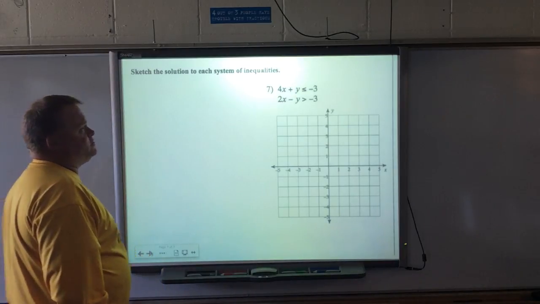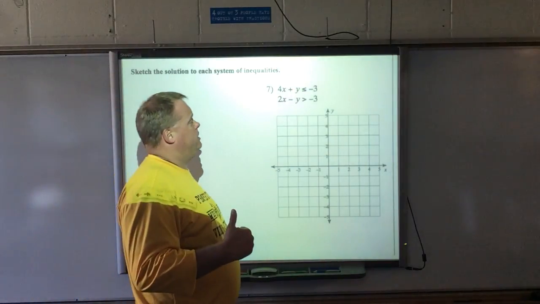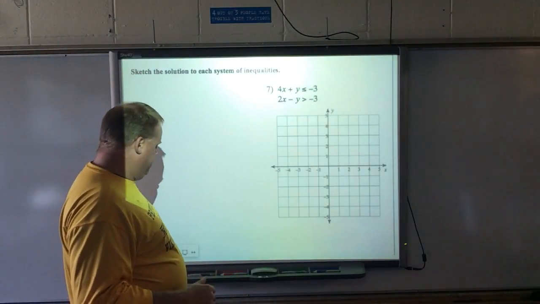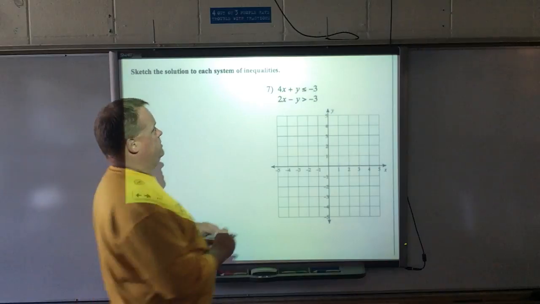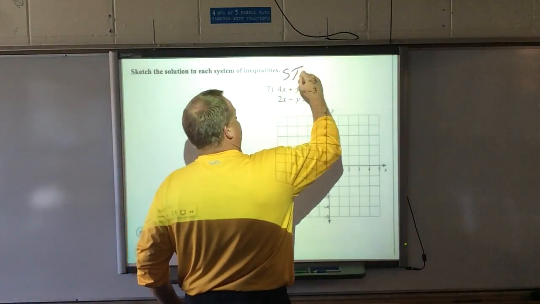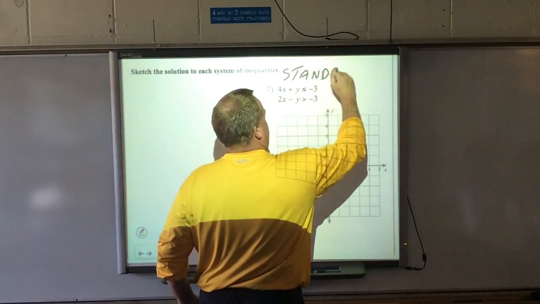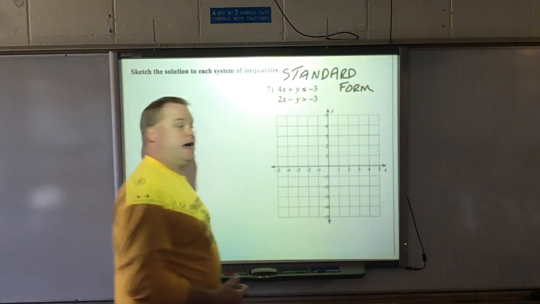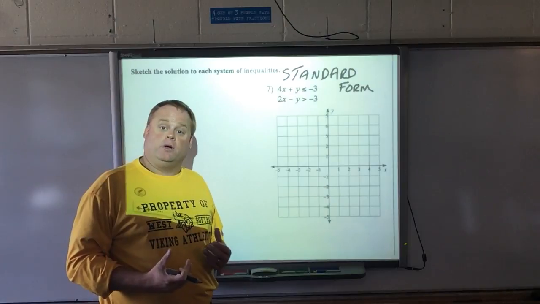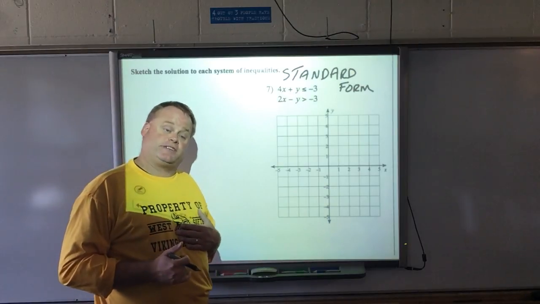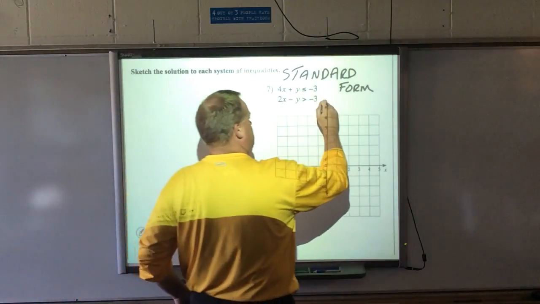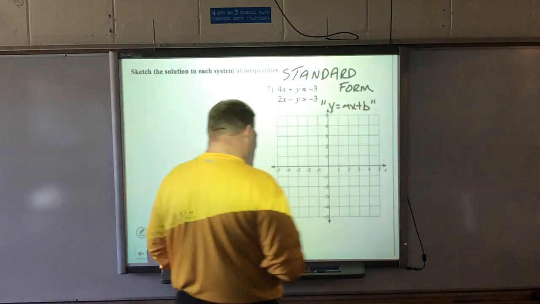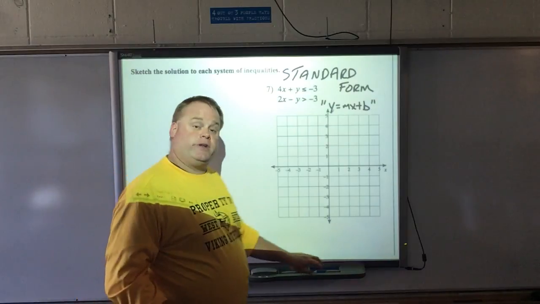I have 4x plus y less than or equal to negative 3 and 2x minus y greater than negative 3. Well, the first thing I notice is that these inequalities are in standard form, and I can't graph in standard form. I need to switch them to y equals mx plus b. And I can do it pretty simply.